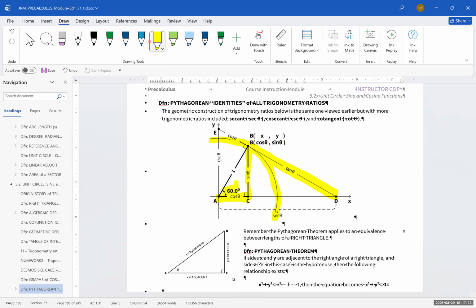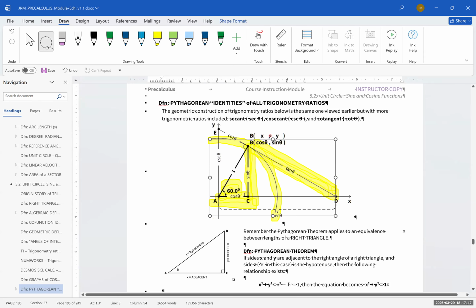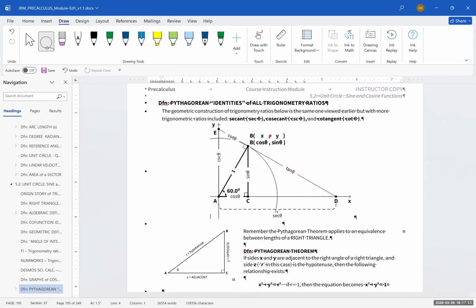Again, the lengths of these line segments are actually equal to those values. Okay. And so as the angle of interest changes, the geometry of the lengths of each of these sides changes correspondingly. But what I've added to this are the other three trig functions, which are the reciprocals. So notice that we've got cosine theta, and what's the reciprocal of cosine? It is secant. The secant is the length of this line segment, the entire line segment AD.